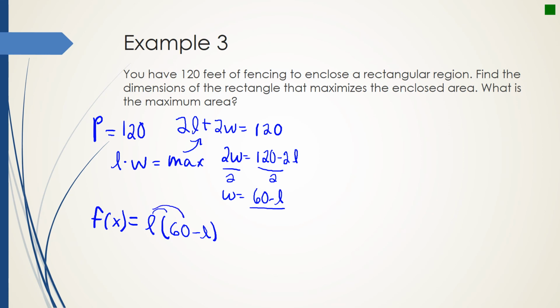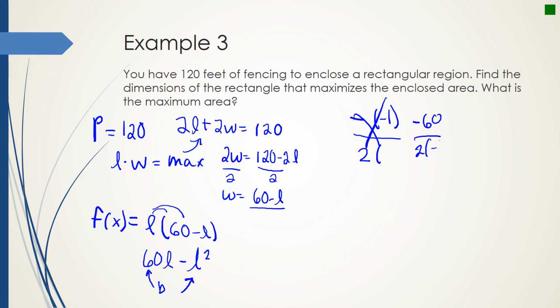So if I distribute here, I have 60L minus L squared. Now this is our A term, that's our B term, because we would write it negative L squared plus 60L. So I'm going to use negative B over 2 times A. I'm sorry, I did that wrong. B is 60, right? So let's cross that off. It's negative 60 over 2 times negative 1, which gives us negative 60 over negative 2, which gives us 30.